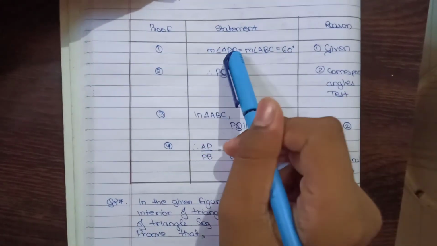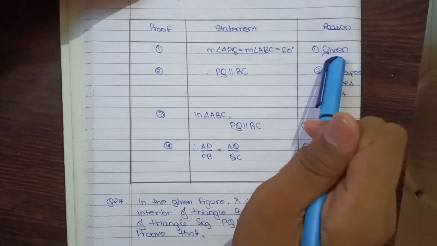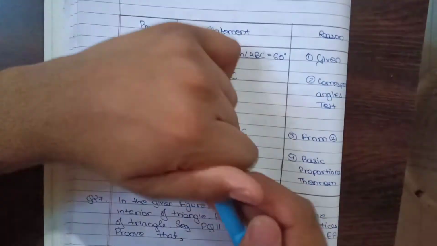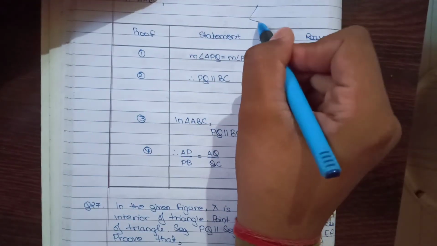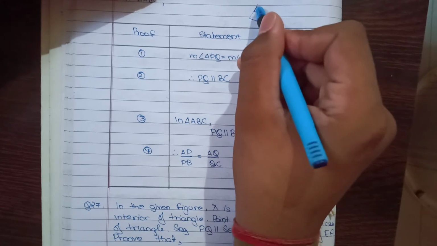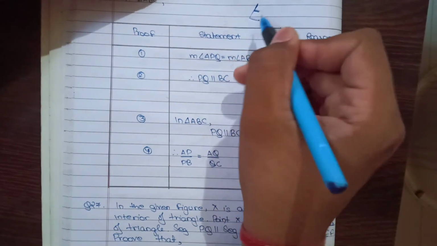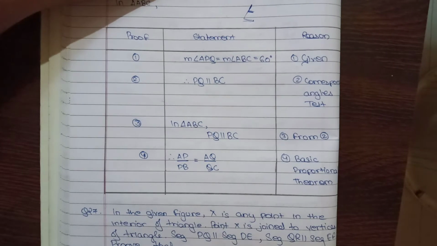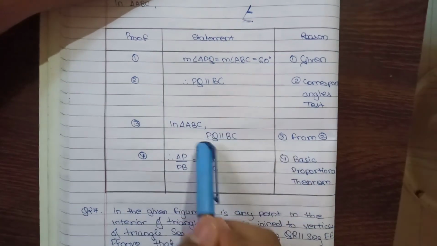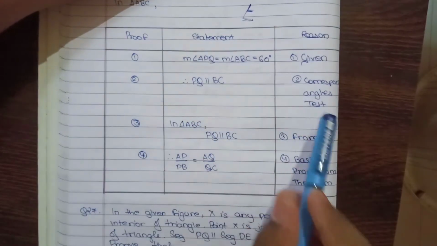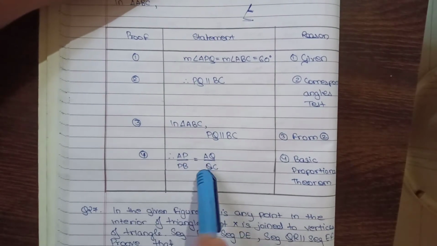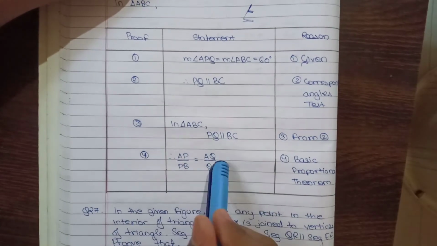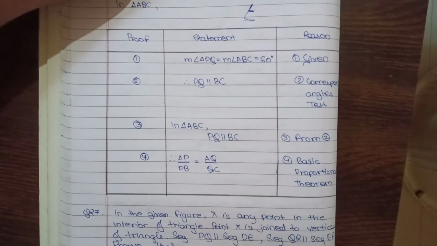First of all we'll write measure of angle APQ equals measure of angle ABC equals 60 degrees, which is given. Then PQ is parallel to BC due to the corresponding angles test, which means that if this angle is congruent to this angle, then this line is parallel to this line. Hope you would have learned this in your 9th standard. Next, in triangle ABC, PQ is parallel to BC, which we get from the second step. Therefore AP upon PB equals AQ upon QC. Hence their ratios are equal, which is by the basic proportionality theorem.